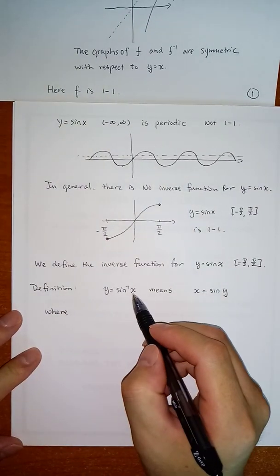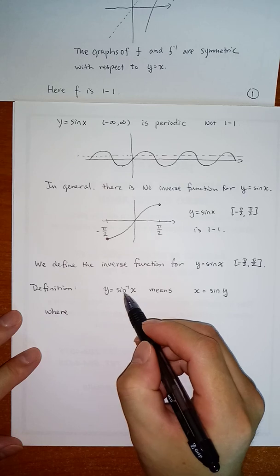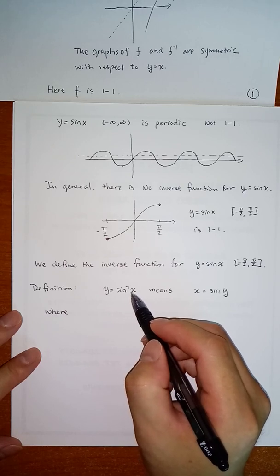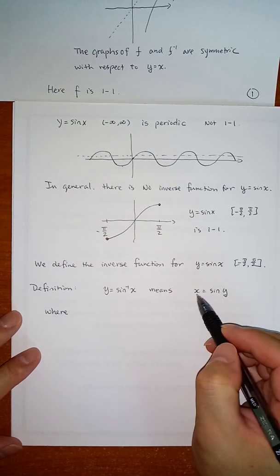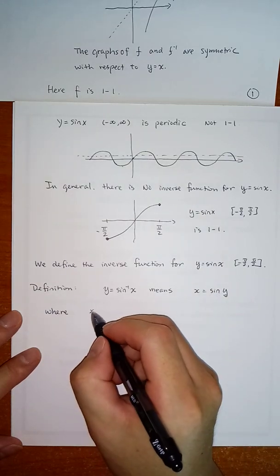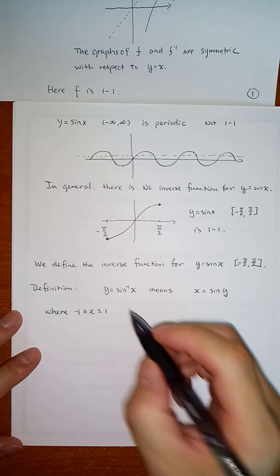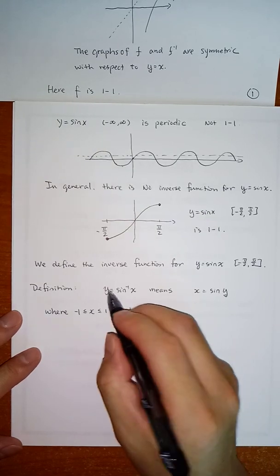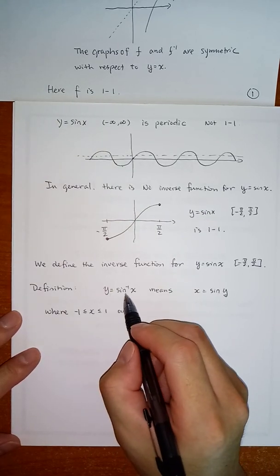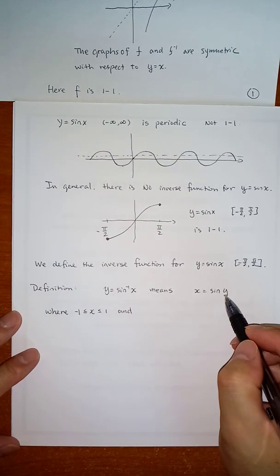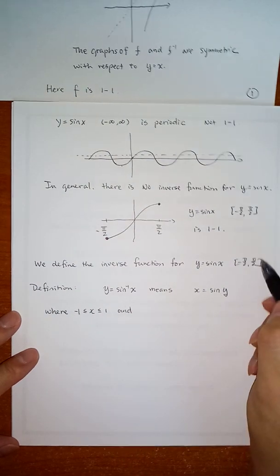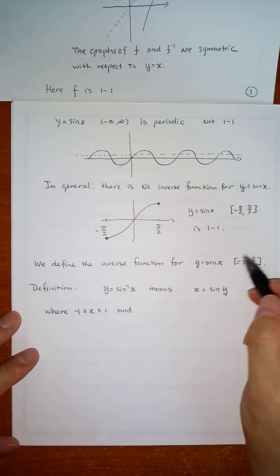Okay, so x is in the domain of sine inverse. It's in the range of sine. x is in the range of sine. The range of sine is between -1 and +1. And y is in the range of sine inverse, but y is in the domain of sine. We only discuss this domain. This is the domain.